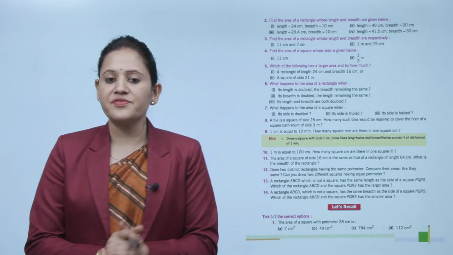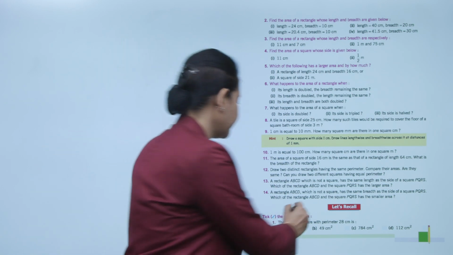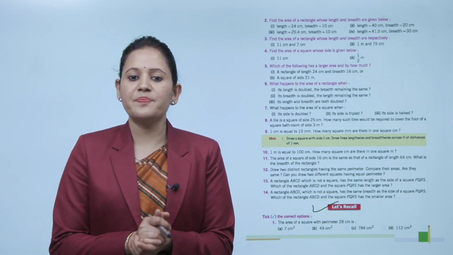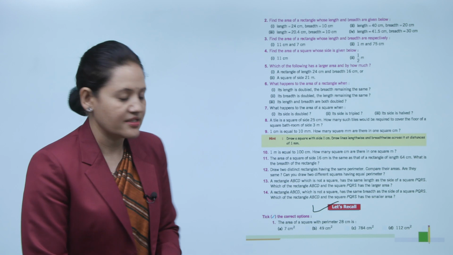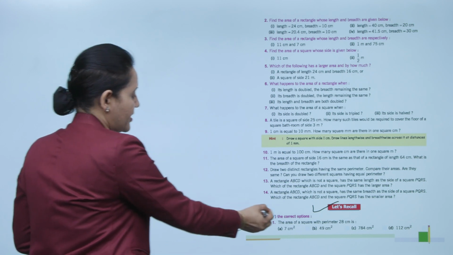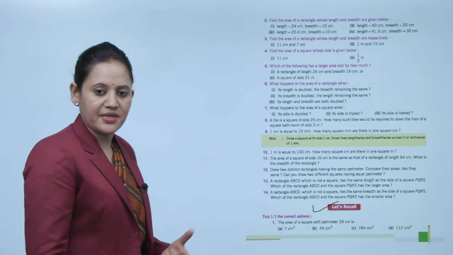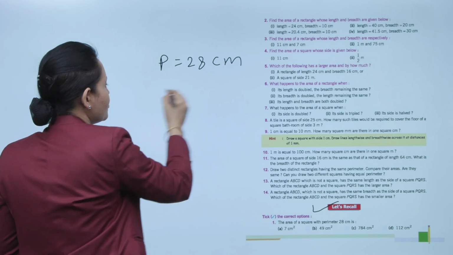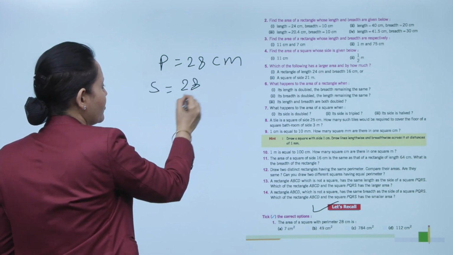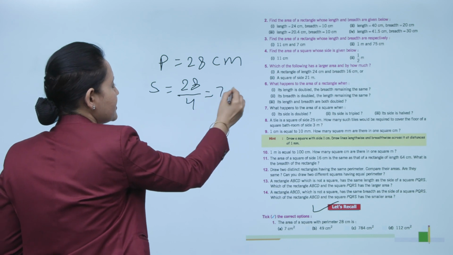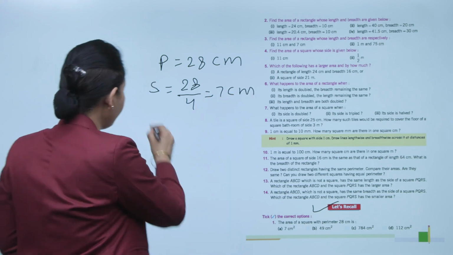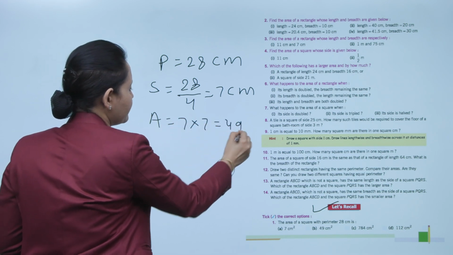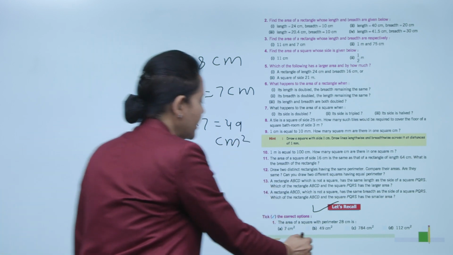So, practice all the questions of this exercise. Next is, let's recall. Take the correct option. The area of the square with the perimeter 28 centimeter is. So, the perimeter of the square is given, that is 28 centimeter. So, side equals 28 upon 4, that is 7 centimeter. Now, we can find the area. Area equals 7 into 7, that is 49 centimeter square. So, B is the correct option here.